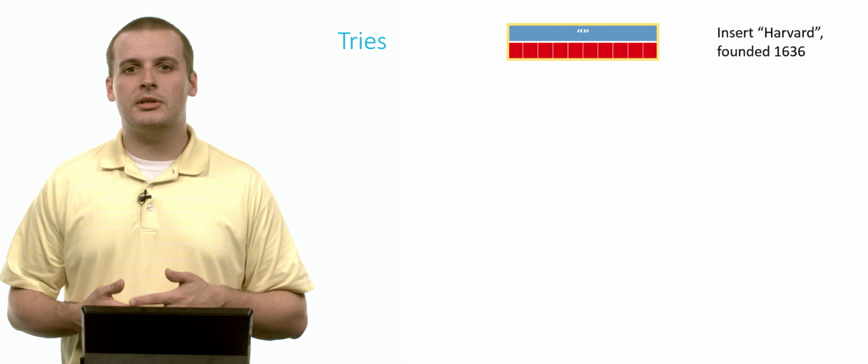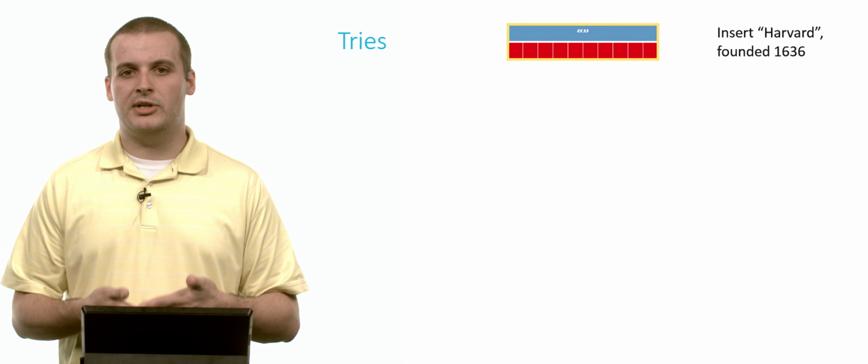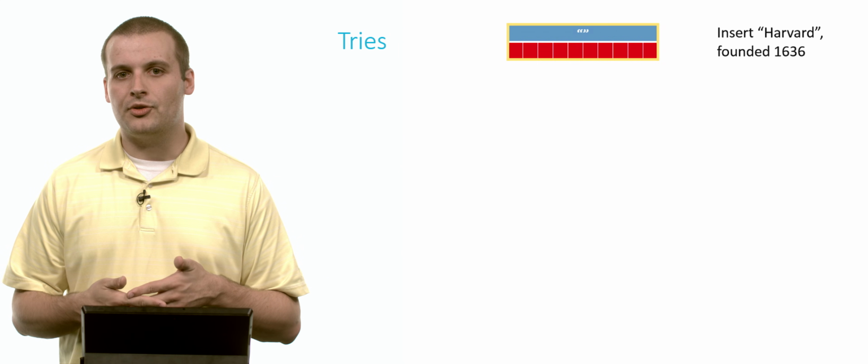So right now, what does a node look like? Well, just as our data structure declaration indicated, we have a string, which in this case is empty. There's nothing here, and an array of 10 pointers. And right now, we only have one node in this trie. There's nothing else in it. So all 10 of those pointers point to null. That's what the red indicates. Let's insert the string Harvard. Let's insert the University of Harvard into this trie, which was founded in the year 1636.